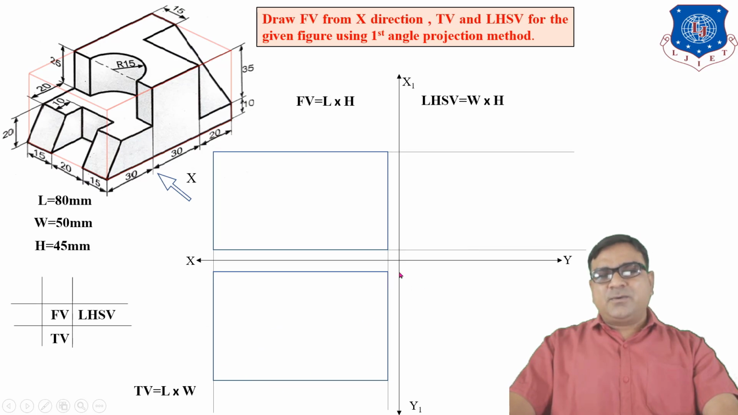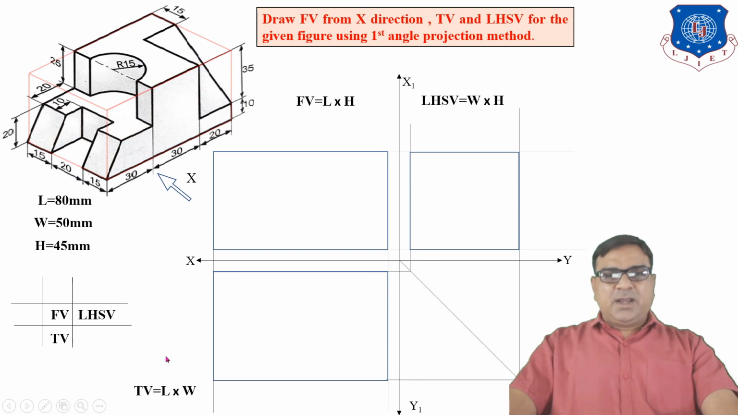And for the side view, by taking a 45-degree inclined line, take a horizontal line from the top view up to the 45-degree line, then vertical and horizontal from the front view. So this is the border of the front view, top view and left hand side view.